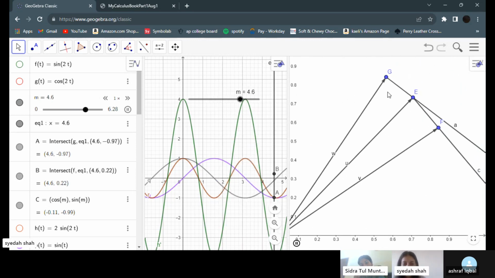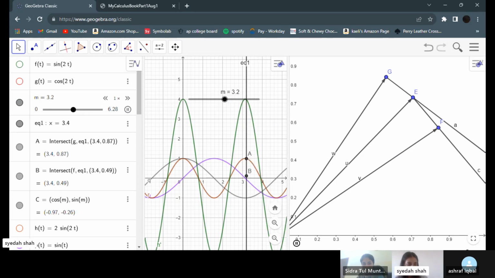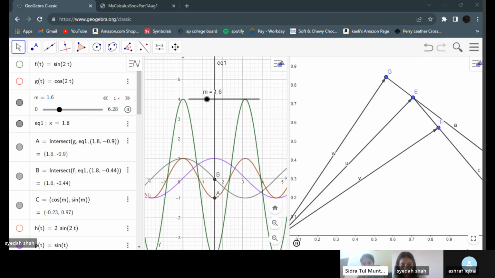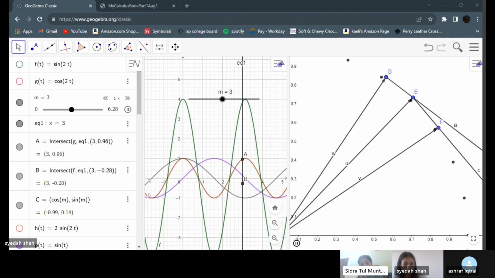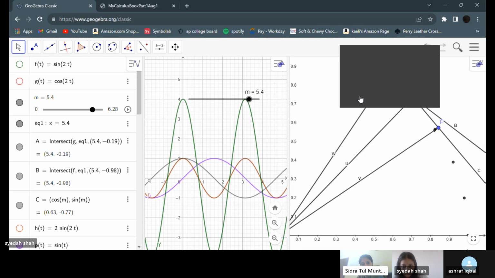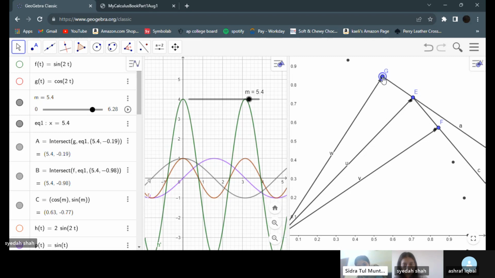Let the point trace the circle first. Okay, now you can stop it and don't move the graphics. Now you can actually drag your points to the exact points.